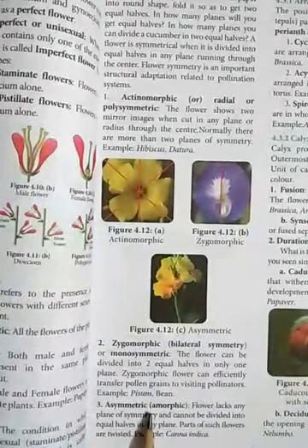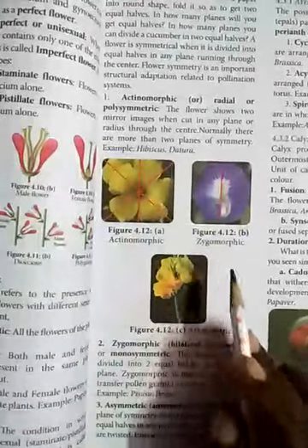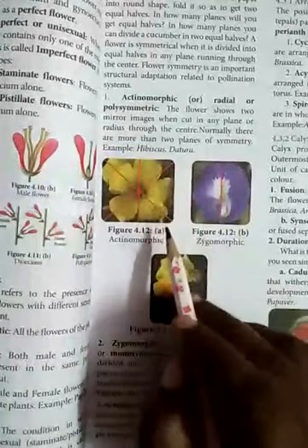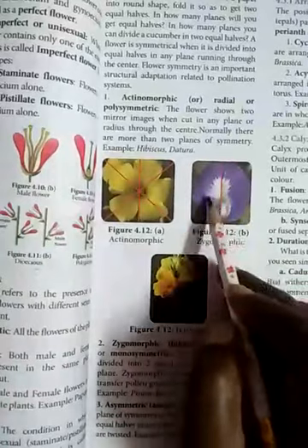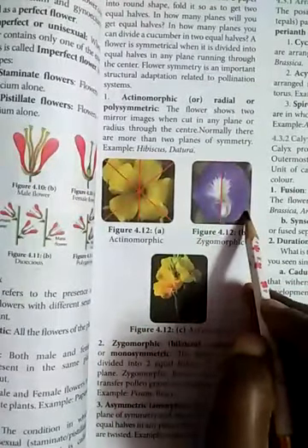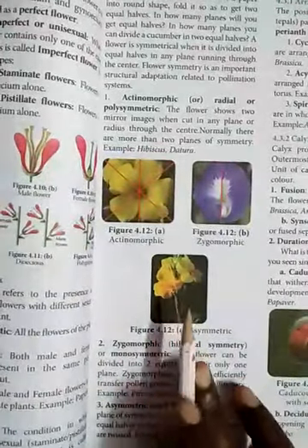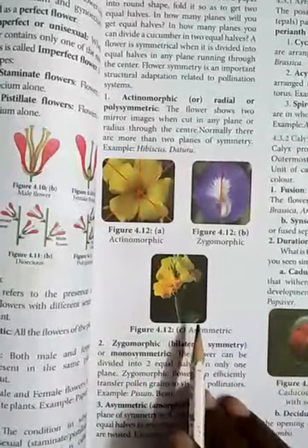So flower symmetry we have studied. There are three types: actinomorphic, zygomorphic, asymmetry. In any plane if you cut the flower you will get equal halves, then we call it actinomorphic. In only one plane we get the symmetry, apart from this plane no other symmetry is found in this flower, then we call it zygomorphic. Next is the asymmetry. In none of the planes can you get equal halves, then we call it asymmetrical.